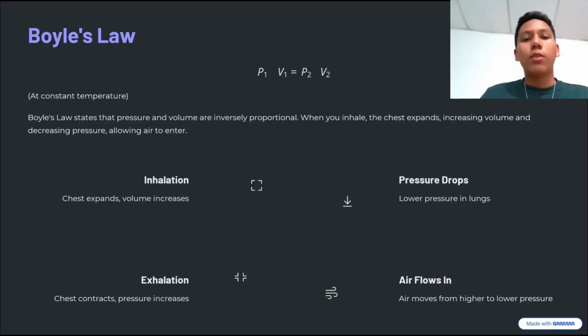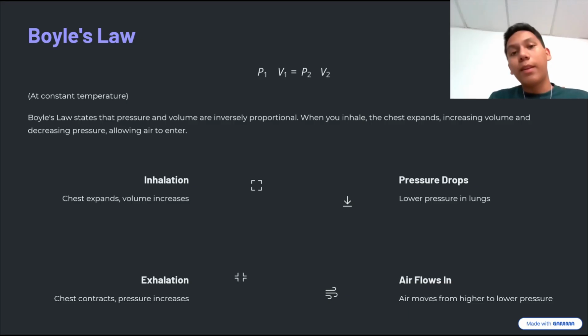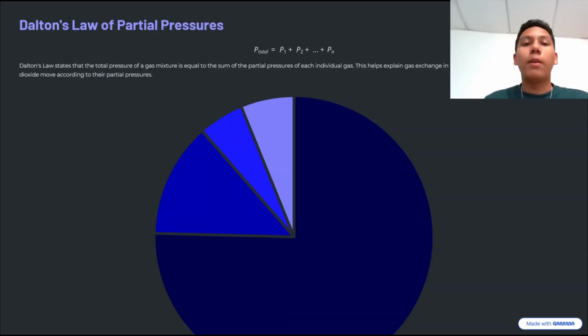In this case, we also have Dalton's law of partial pressures, which tells us that the total pressure equals pressure 1 plus pressure 2, depending on the pressures present. Dalton's law states that the total pressure of a gas mixture is equal to the sum of the partial pressures of each individual gas. This helps explain the gas exchange in the alveoli, where oxygen and carbon dioxide move according to their partial pressures.